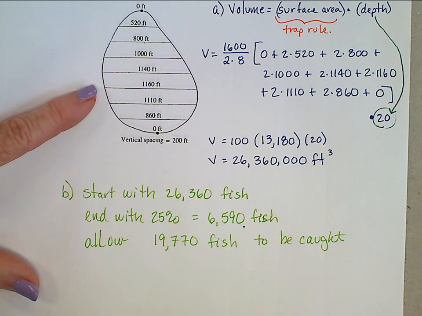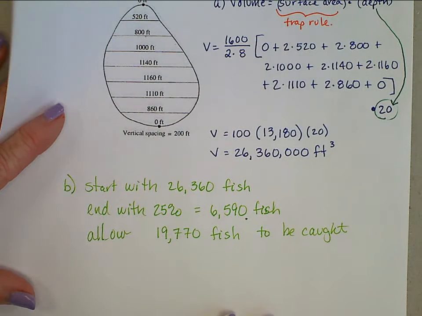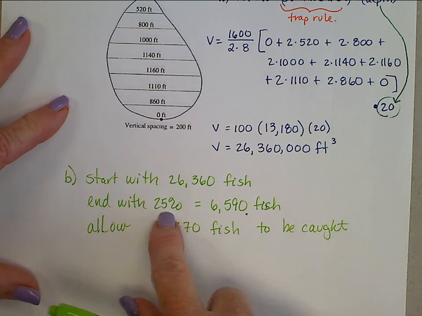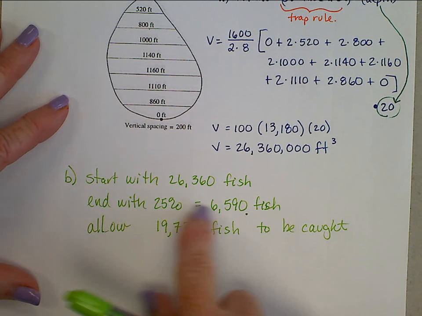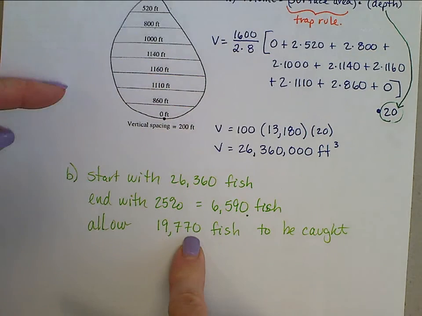Please don't just write these numbers down. Verify in your calculator that it makes sense to you. We started with that many fish. 25% is 6,590. Subtract, that leaves 19,770 fish that could be caught.